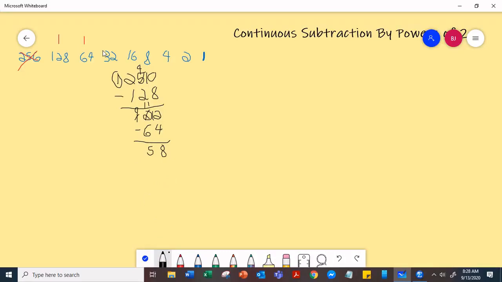Then we use 32 as our next subtrahend. This would now be equal to 26. As we were able to subtract by 32 again, we put a 1 here. Then up next, the next power of 2 would be 16. So we get a 10 here. We're able to subtract by 16, another 1. Then 8.